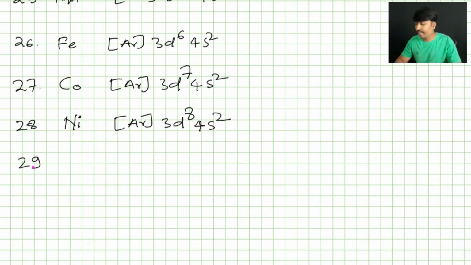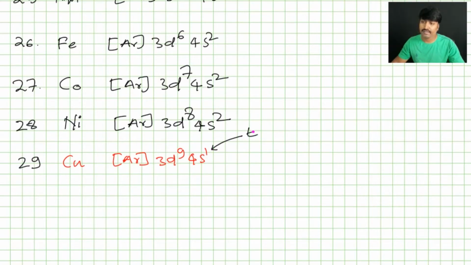29 again it is important, there is an exception, that is copper. So we can write the copper electron configuration argon 3d9 and 4s2. Again we can give the same kind of explanation here. The energy difference between 3d and 4s is very small. The energy difference is small. Energy difference is very small.